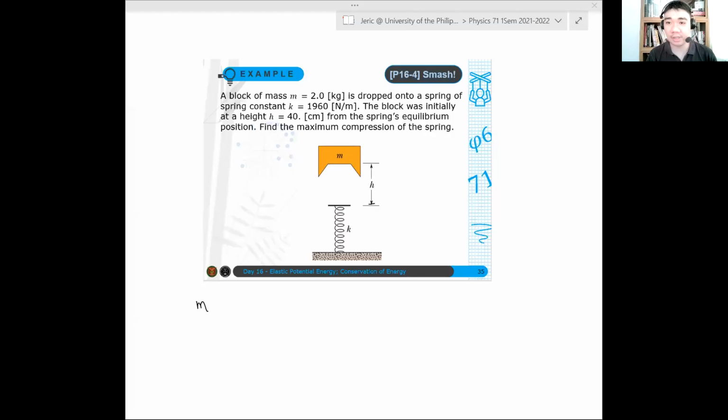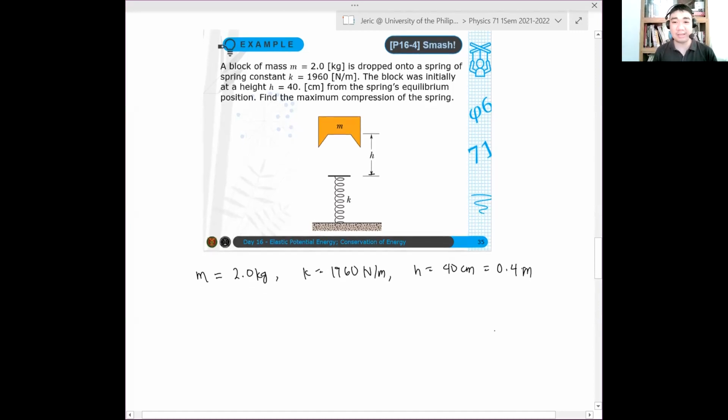Okay, so let me first write the solution, the given quantities. The mass of the block is about 2.0 kilograms, and the spring constant k is 1,960 newtons per meter, and then the height is 40 cm. Be careful with units, this is about 0.4 meters. Be careful with units, so you don't get confused. And then, what is being asked is the maximum compression of the spring.